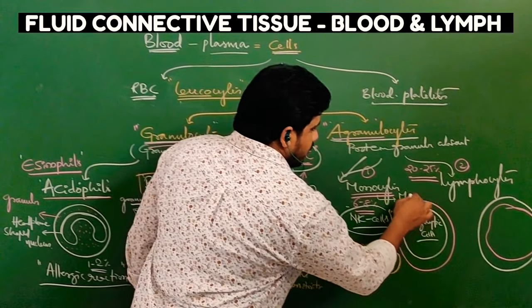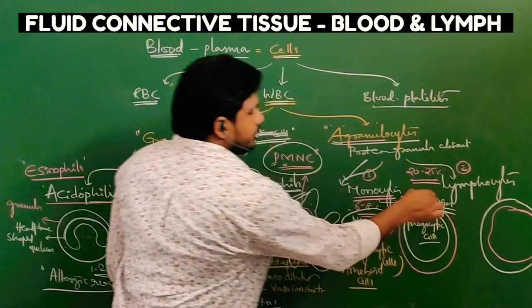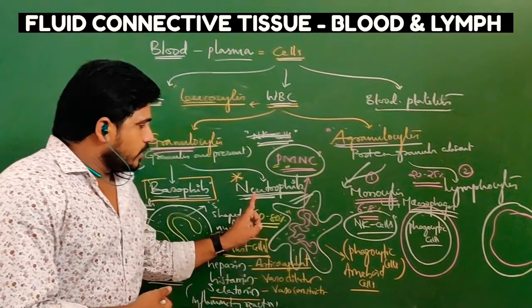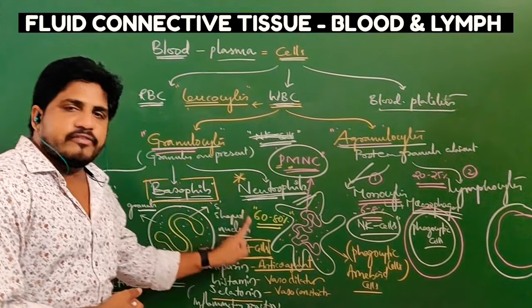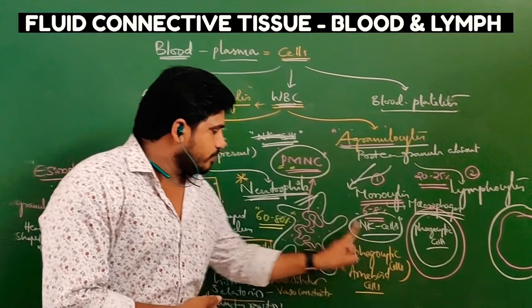Monocytes are also called macrophages. No need to confuse, guys. Neutrophils are granulocytic phagocytic cells. Monocytes are agranulocytic phagocytic cells.